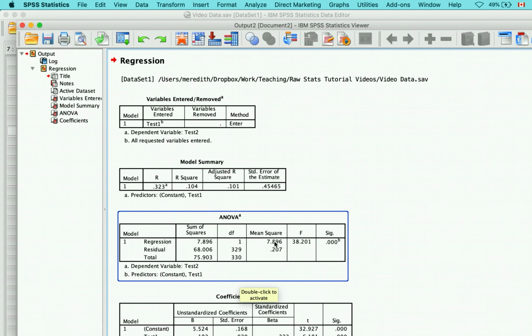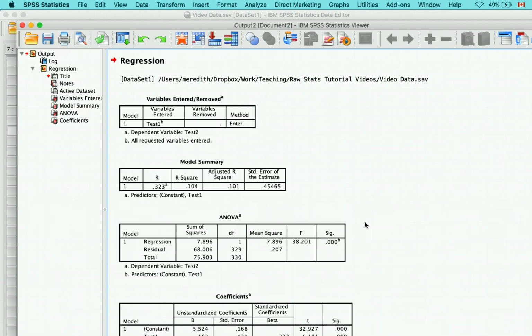And then here we have the mean square value, which is this divided by the degrees of freedom, and then this F ratio, which is obtained by dividing this by this. But what's important for you essentially is to just look at the probability value here and see if this is smaller than 0.05. And if it is, then you can conclude that your regression line fits your data well and that you have a significant linear relationship between the independent variable and the dependent variable.